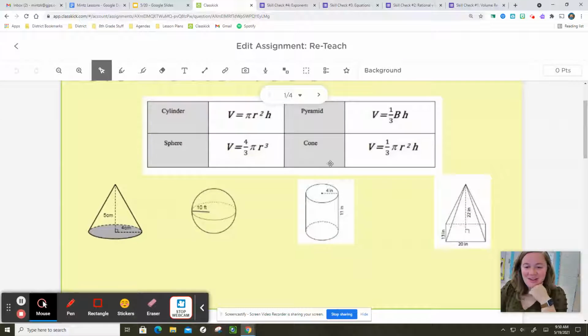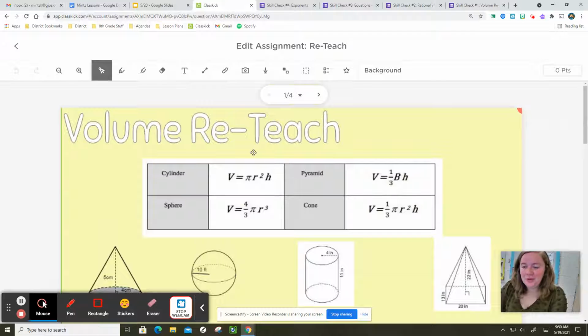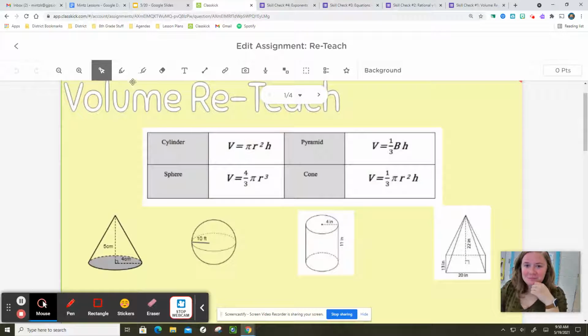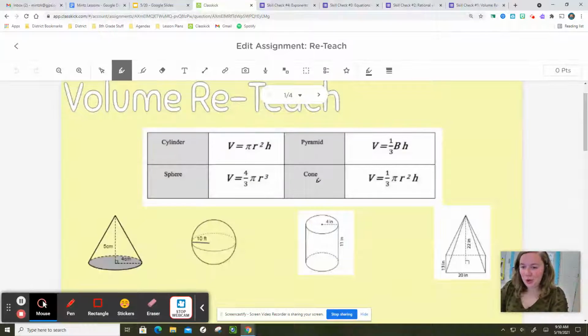So let's start talking about volume and how we can solve for volume here. First things first, I think where a lot of us went wrong is not knowing the difference between cylinder, sphere, pyramid, and cone. So let's talk about that first.